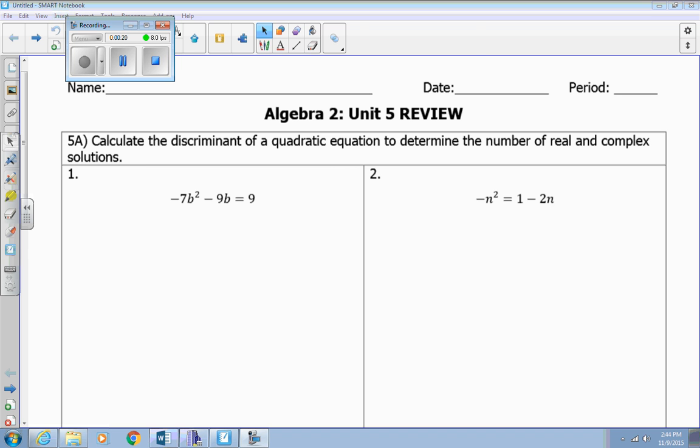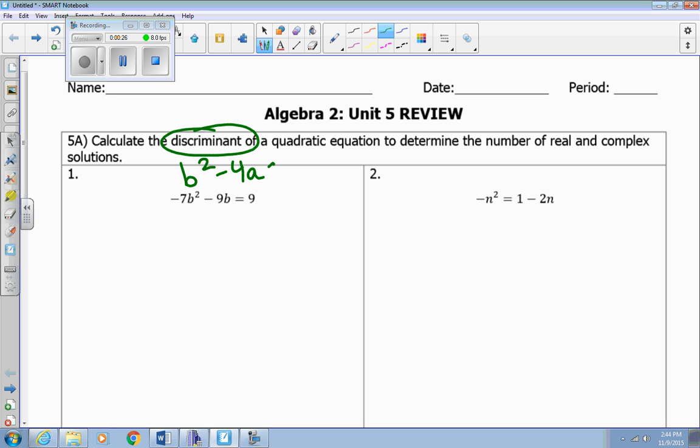So on 5a, we need to calculate the discriminant. The discriminant is b squared minus 4 times a times c. In order to use the discriminant, you need the quadratic equation set equal to 0. So that's where ax squared plus bx plus c equals 0. We need the equation equal to 0.